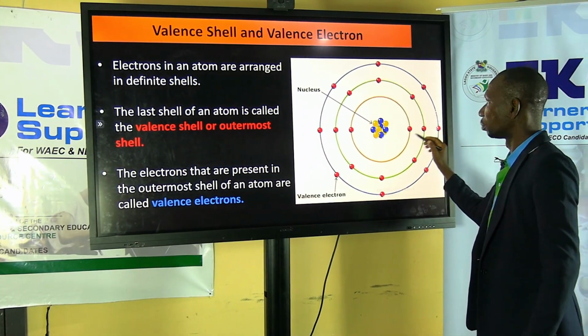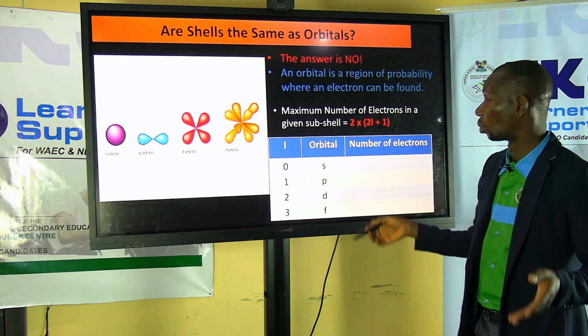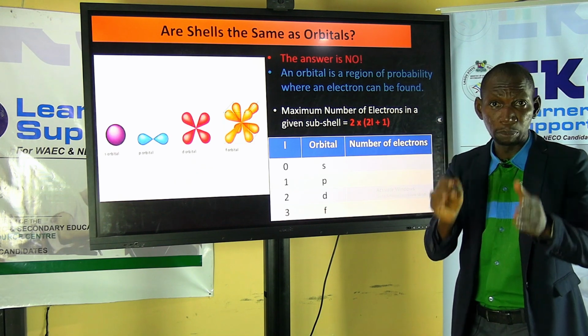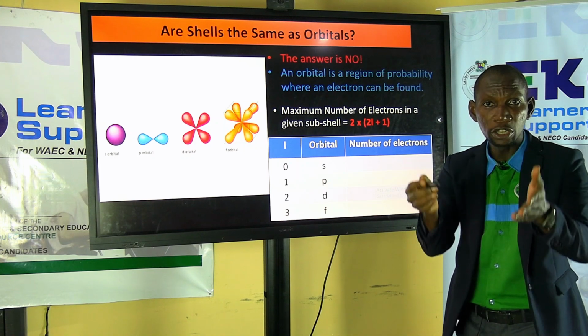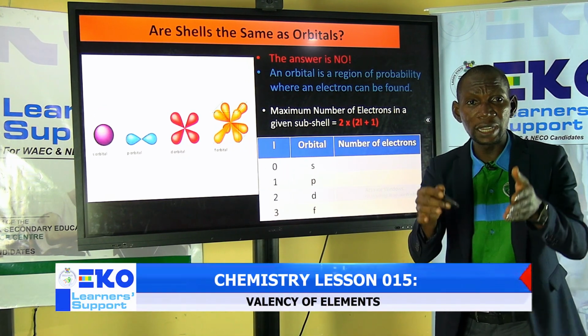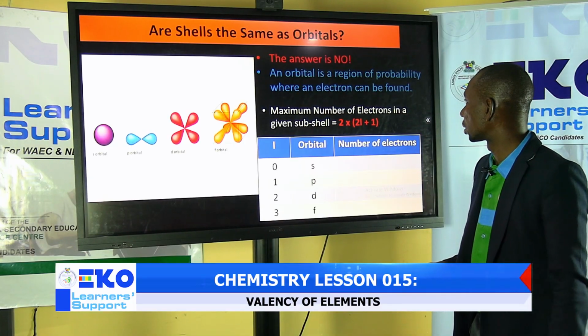Okay, let's move. All right, we have this question. Are shells the same as orbitals? The answer is no. Orbitals are different. And what is an orbital? An orbital is a region of probability where an electron can be found. For example, where can I find you? You probably say in your house or in your school. Yes, where you can find an electron located is what we refer to as an orbital.